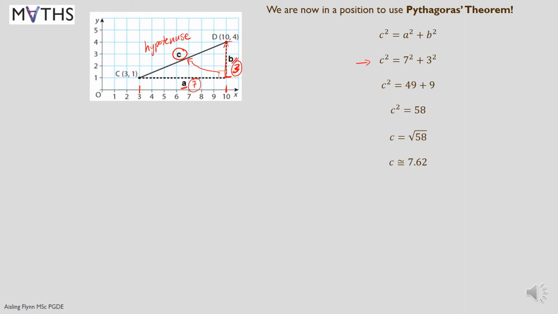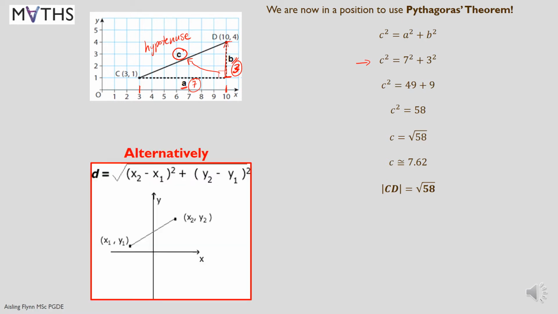Okay, so we found out that the distance from C to D, or the length of the line segment CD, equals square root of 58 units. So just over 7.5 units. So that's using a graph, counting, and using Pythagoras' Theorem.